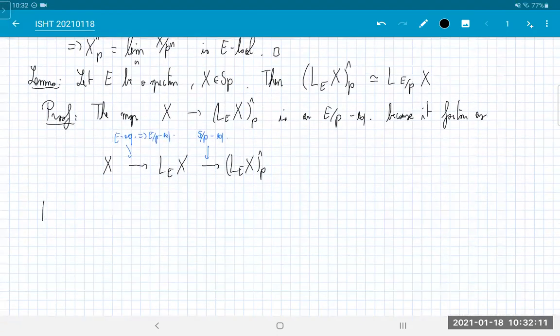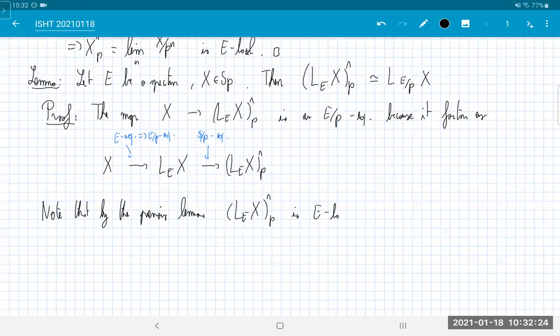And so note that by the previous lemma, EXP is E local. Because if you take it mod P, that's the same thing as L of X mod P, which is E local.